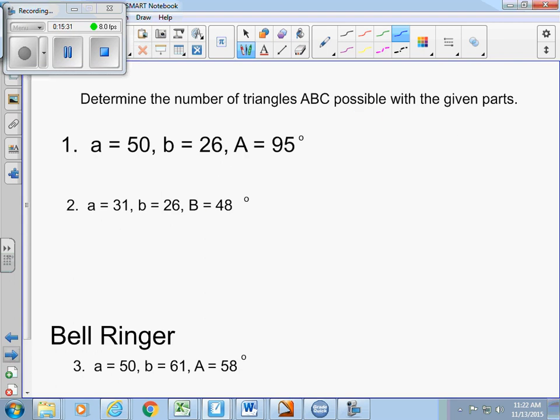Okay, so we're not going to solve yet. We're going to do more than this. Determine the number of triangles possible with the given parts. So I just want to figure out how many triangles I could get. I'm going to draw the picture. I highly recommend drawing the picture because, again, A and B may not be the same A and B from the picture on the left side. So I'm going to draw the picture to figure out what I've got going.